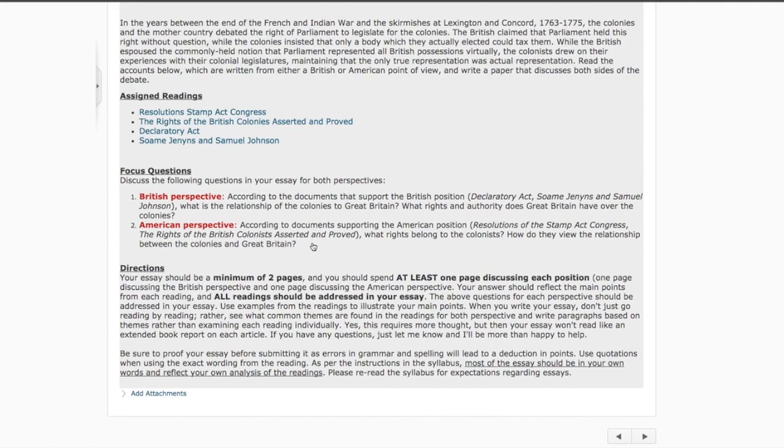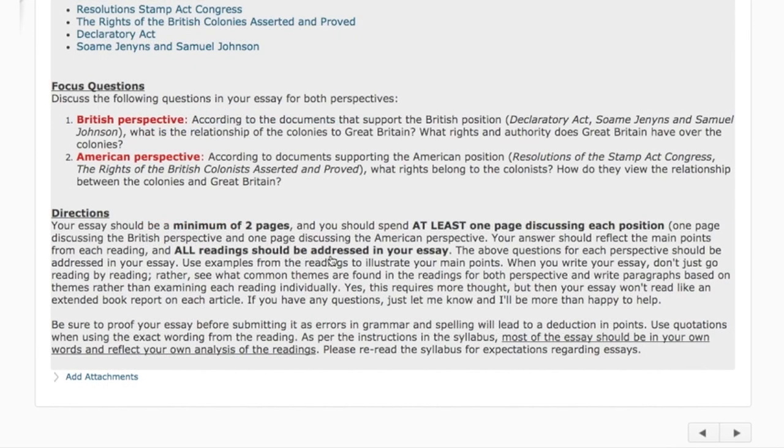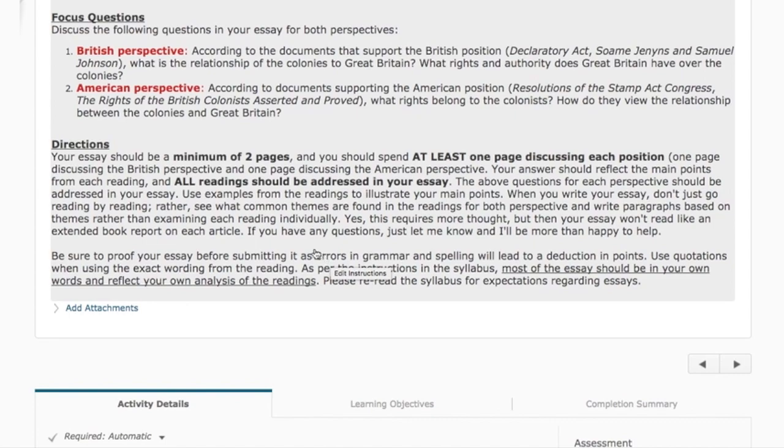Now, really, a highly effective essay would be about 3 pages, because that would allow you to spend 1.5 pages on each perspective. Again, all readings should be addressed in your essay, and this is probably the most important point in the instructions. When you write your essay, don't just go reading by reading and say, well, now I'm going to be talking about the resolutions from the Stamp Act Congress, and then the rights of the British colonies asserted and proved. That is not a good approach. That results in a boring and not a very thoughtful essay.